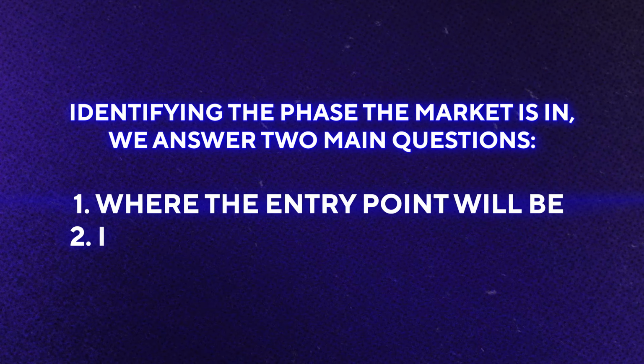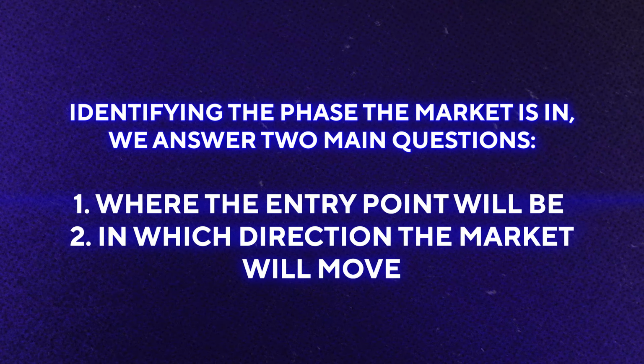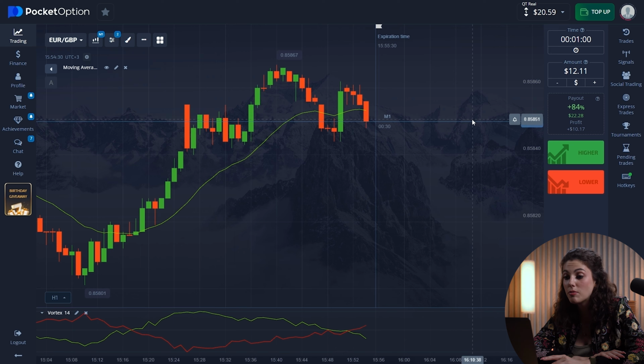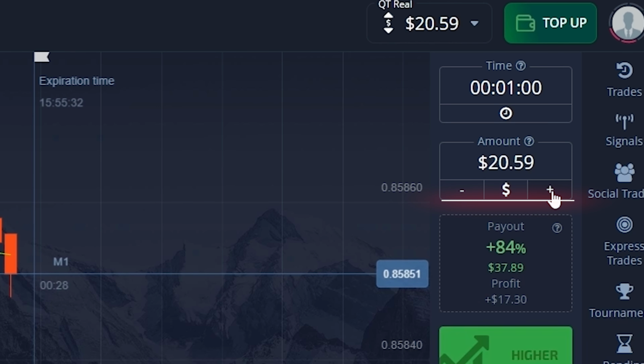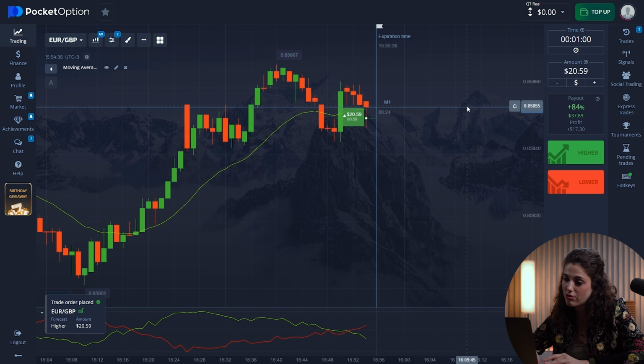Awesome! By identifying the phase the market is in, we answered two main questions: where the entry point will be and in which direction the market will move. If you learn to identify these parameters, your skill will grow significantly. Let's move on, friends. A good spot to enter a long position, loading up the entire amount and opening a trade. We see that the price is in sideways trend.